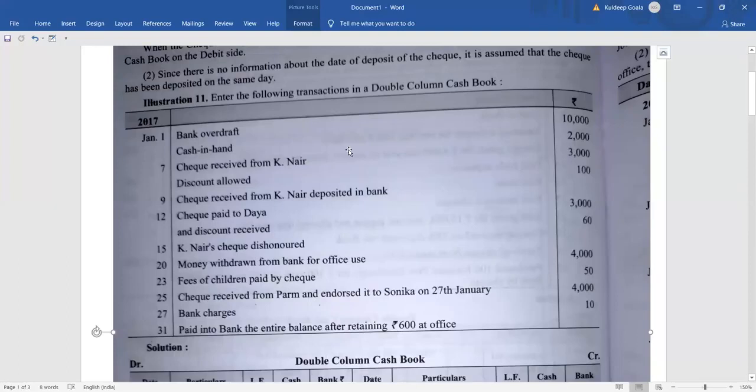Carried down होता है closing date पे, opening date पे brought down होता है, right? So it may be two side or it may be buy side. Two means debit side and buy means credit side. So bank overdraft obviously it is referring to liability, so it is showing credit balance, it will go in the credit side. What will you write? First of all the date 2017 January 1 and after that buy balance brought down 10,000.